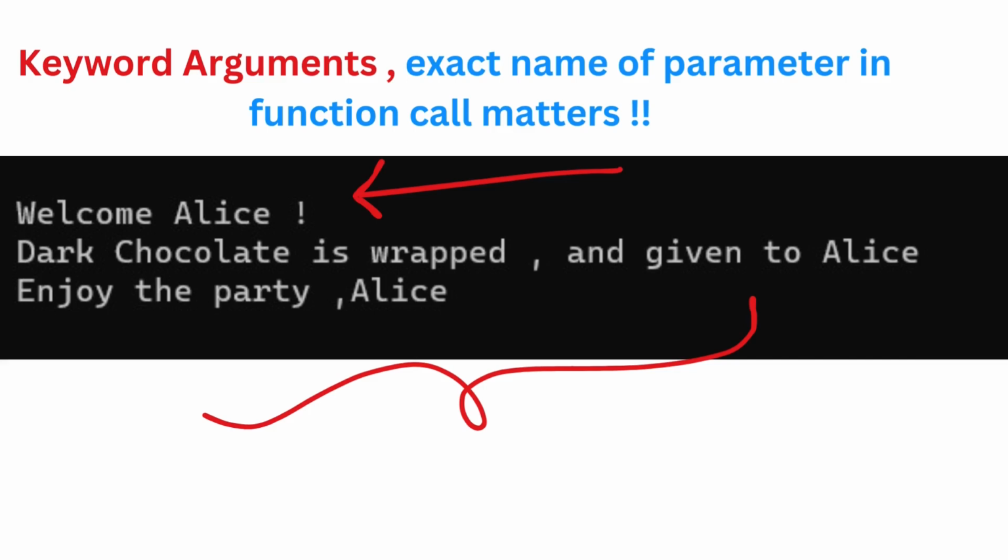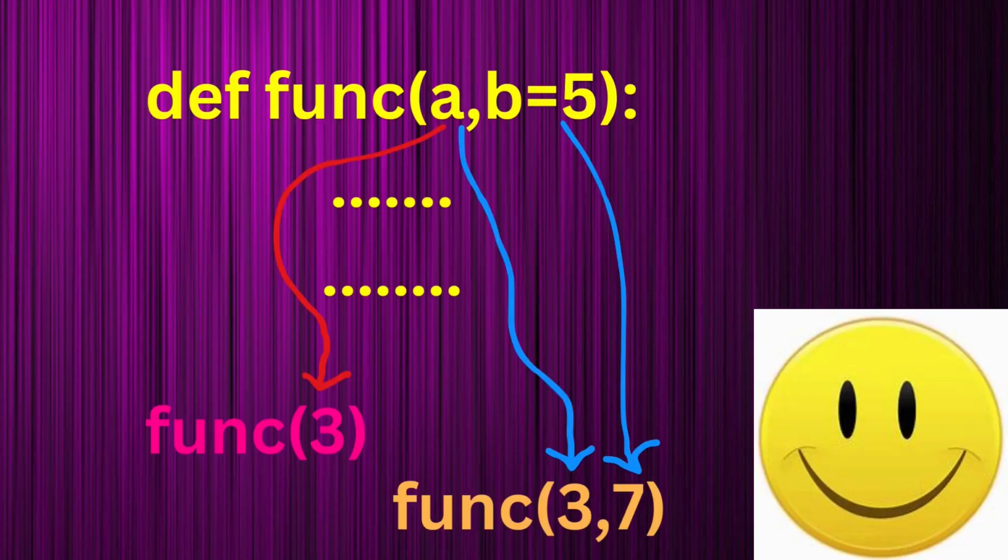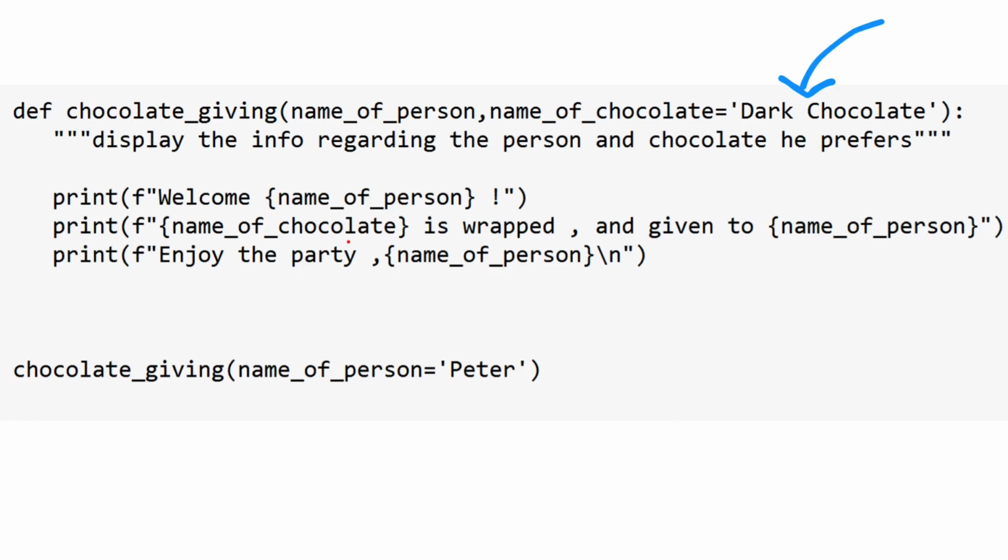So we have already seen what positional arguments and keyword arguments are, and now let's see another concept called default values. That is, you can define a default value for each parameter. So when we call that particular function, if we pass an argument value, Python uses that. Else it uses the parameter's default value. Okay, so we can take the same example here. See, the definition chocolate giving. In that example, in place of name of chocolate, I have given the value dark chocolate. So this is how you have to use the default value. Here in this function, this dark chocolate is the default value that we have given.